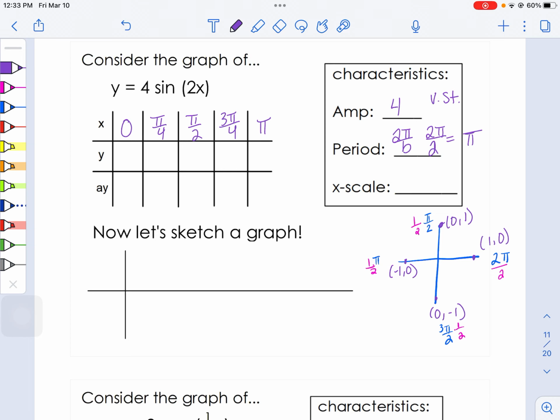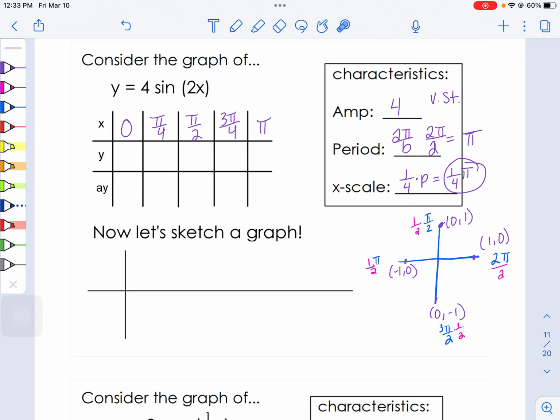Another way to think about that is your x scale is going to be counting by 1/4 times your period. So if your period is pi, we're counting by 1/4 pi. And we always start at 0 and then work our way around. So I'm counting by 1/4, so essentially 0, 1/4, 1/2, 3/4, 4/4. And I did that because I cut my period by 2.